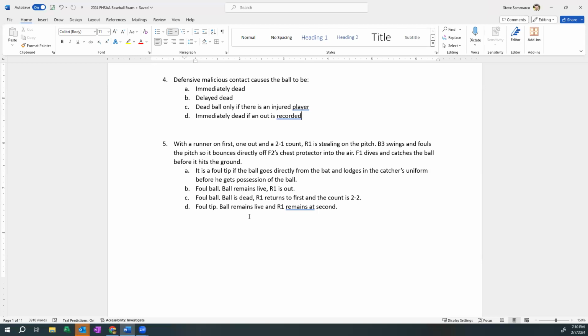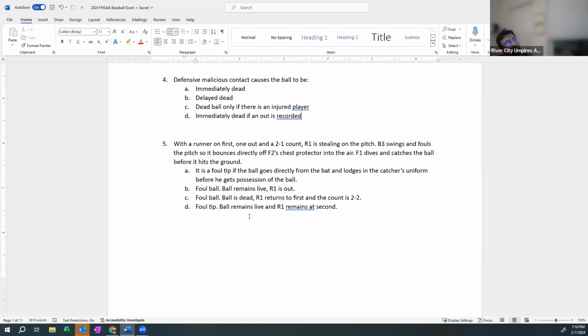No, is it a foul tip? That's a foul ball, not a foul tip. The ball has to go directly to the glove or the mitt in order for it to be a foul tip. The ball comes off the catcher into the air, and the pitcher catches it. That's a foul ball, dead ball. Any other guesses? Yes, see, C is the answer. All right, a foul tip is a batted ball that goes directly to the catcher's hands and is legally caught. So this didn't go directly to his hands, so it cannot be a foul tip. So it is either B or C.